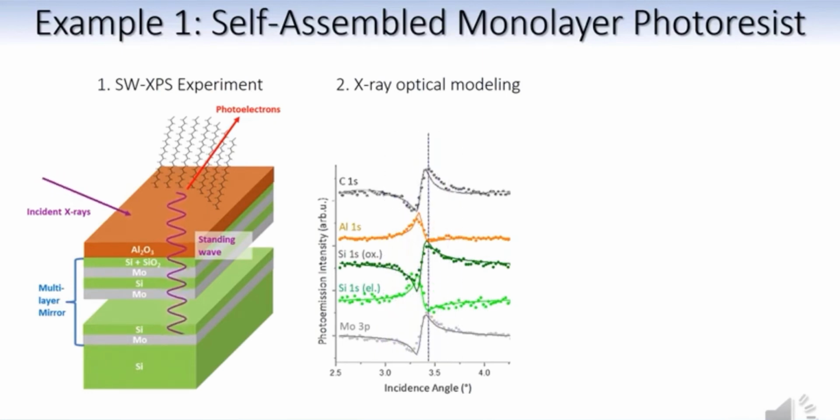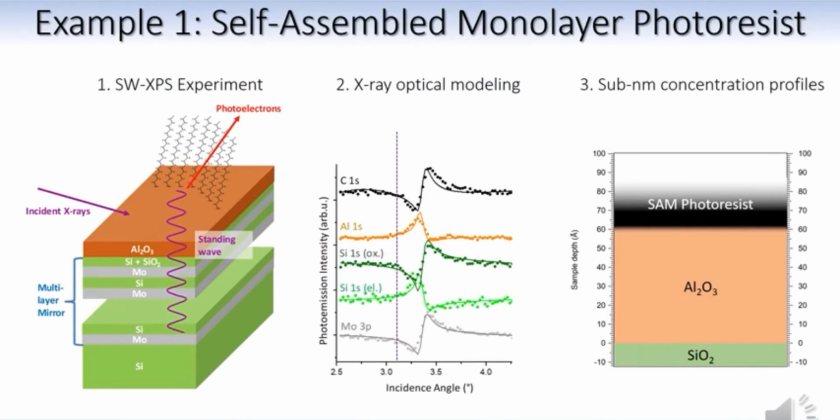The evolution of these intensities, the experimental ones shown in open circles, was then modeled using an X-ray optical simulation package, and the simulated curves are shown as solid lines. The solution of the optimized structure that shows great agreement between experiment and theory is shown on the right here. The first finding is that the alumina layer is surprisingly flat, and the interface between polymer and alumina is very sharp with just a few angstroms of interdiffusion.